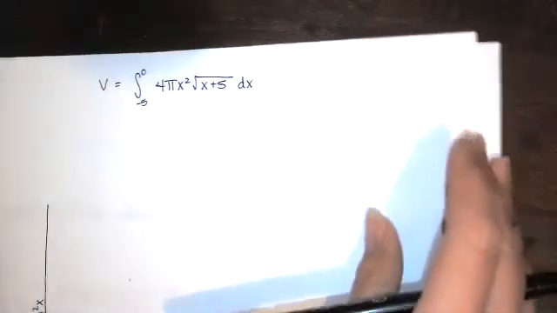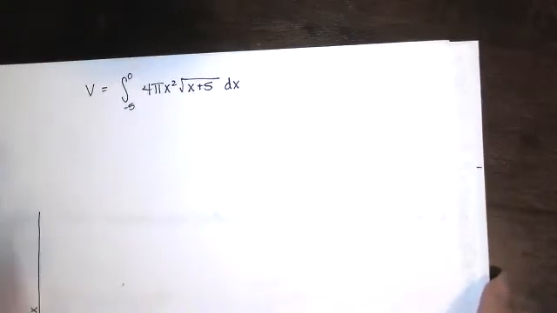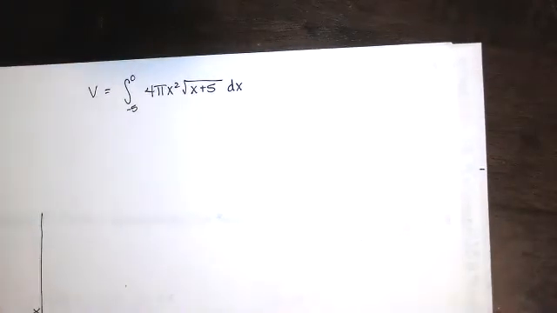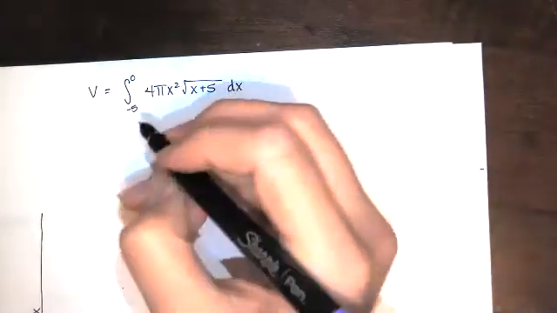Now there are lots of ways you could evaluate this integral. You could use integration by parts if you choose to. I think u substitution is probably the simplest, but it's kind of a fancy u sub. So let's talk about how to do a fancy u sub here.